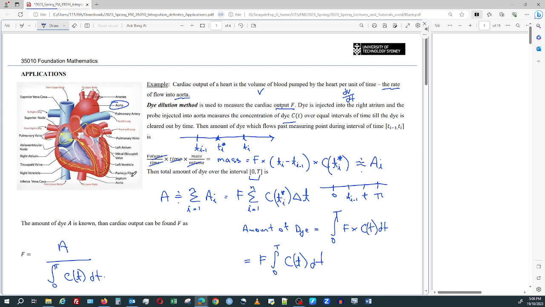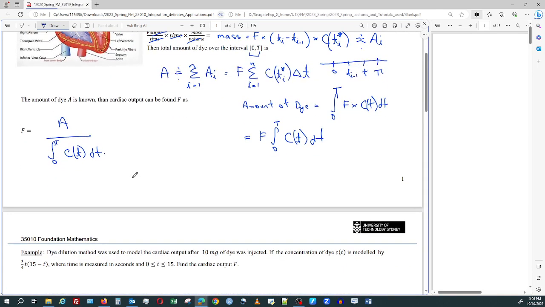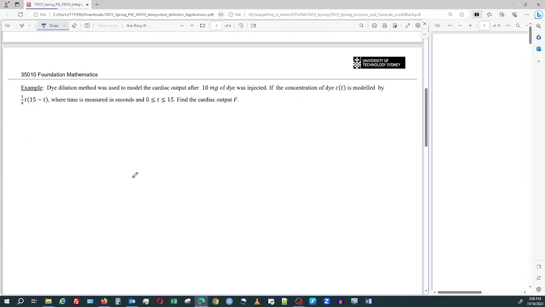So let's see if we can put some numbers to that and see if we can make that make sense. So the dilution method was used to model, there you go, that's a good thing that I said model, the cardiac output after 10 milligrams of dye was injected. The concentration of dye is modelled by this particular equation, which is a quadratic, where time is measured in seconds. Find the cardiac output F. Okay, so we've got our C(t) function as given in the question, 1/4 t(15 - t).